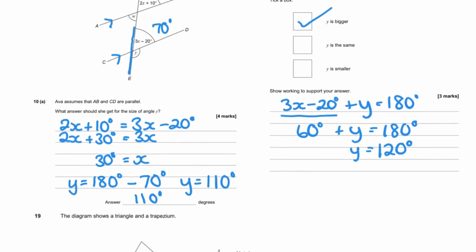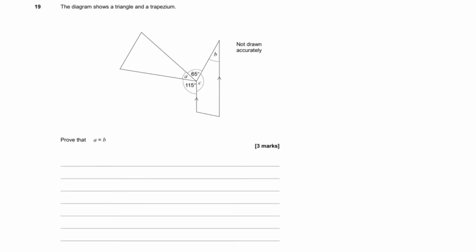So this next question needs a little bit of lateral thinking and our angle rules. So let's have a little look. The diagram shows a triangle and a trapezium. Prove that A equals B. Now this is one of those questions where it can be really off-putting if you've got no idea where to start. So let's have a little think about what we know about these shapes.